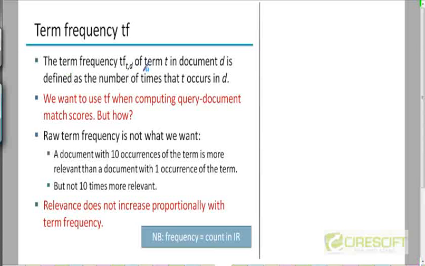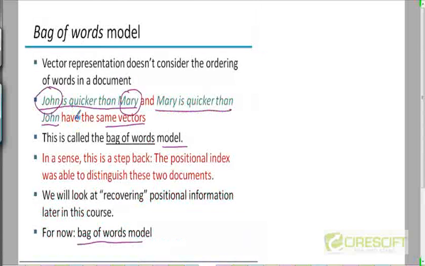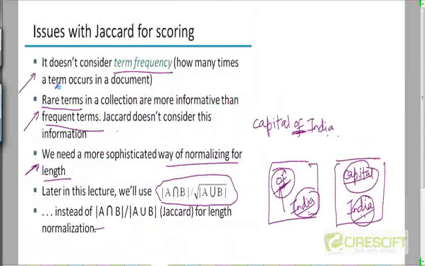So recall that the term frequency of a given term T in a given document D is the number of times T occurs in D. And now we are going to use term frequency to compute the query document match scores. Recall that there were 3 problems with the Jaccard coefficient, one of which was that it does not consider the term frequency. So now we are trying to develop a scoring scheme that is going to incorporate the term frequency.